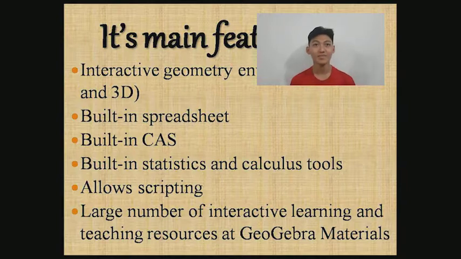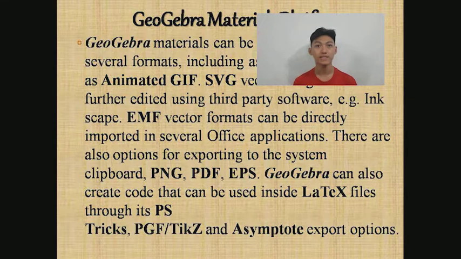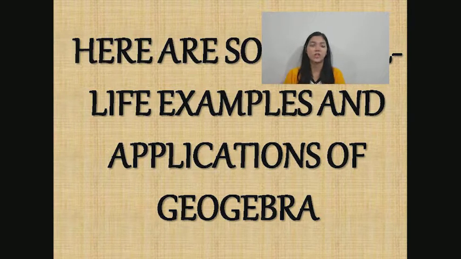GeoGebra materials can also be exported in several formats, including as static images or as animated GIF. SVG vector images can be further edited using third-party software, e.g. Inkscape. EMF vector formats can be directly imported in several Office applications. There are also options for exporting to the system clipboard, PNG, PDF, EPS. GeoGebra can also create code that can be used inside LaTeX files through its PSTricks, PGF or TikZ, and Asymptote export options. Examples and applications of GeoGebra.